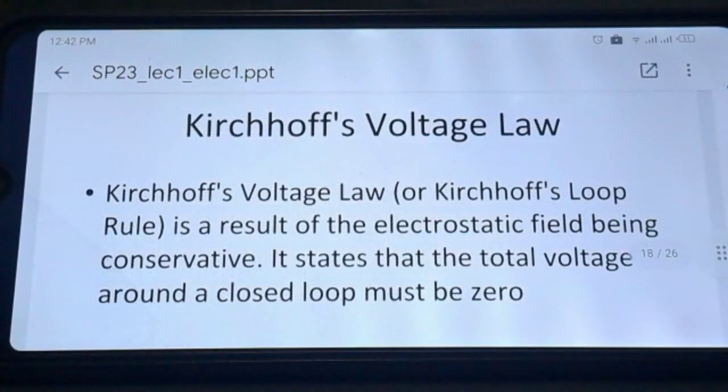Here we have Kirchhoff's voltage law, KVL. This law, also known as Kirchhoff's loop rule, is a result of the electrostatic field being conservative.